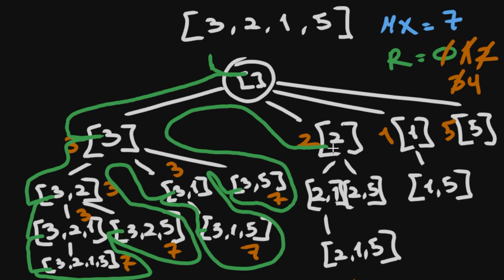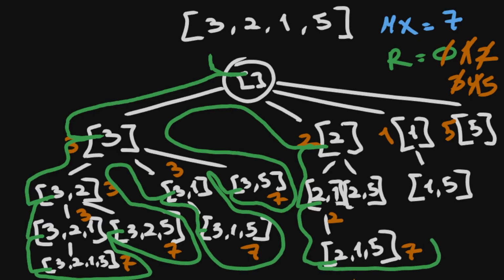Bitwise OR for this subset is 2, and this is not the target, so we continue, and now we can touch this from the left side. 2 or 1 is still 2, so we continue, and now we can touch this from the left side. And 2 or 5, this is 7. 7 is the target, so now the result is 5.